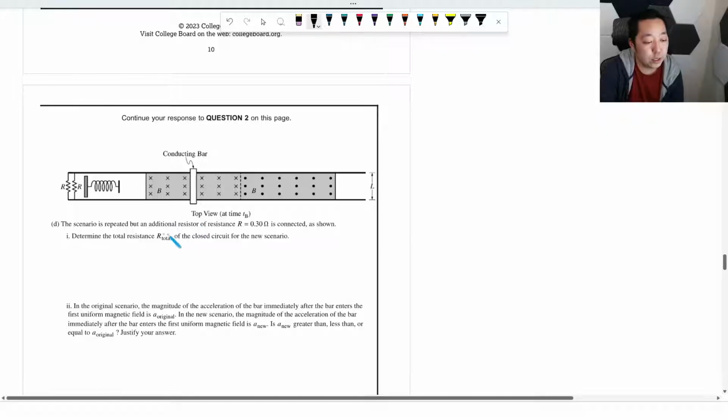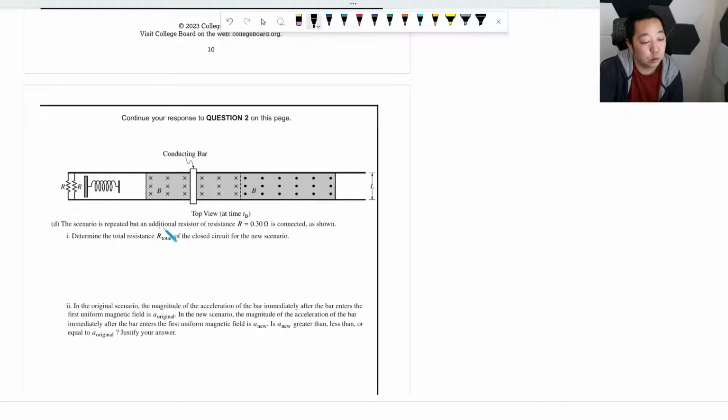The scenario is repeated with an additional resistor. Resistance R of 0.3 is connected as shown. Determine the total resistance of the closed circuit for the new scenario. Okay, they added a resistor. Those are two resistors in parallel, because they're just connected on the top and bottom. So 1 over R equivalent is 1 over 0.3 plus 1 over 0.3, and R equivalent is going to be 0.15, half the resistance, because they're the same.